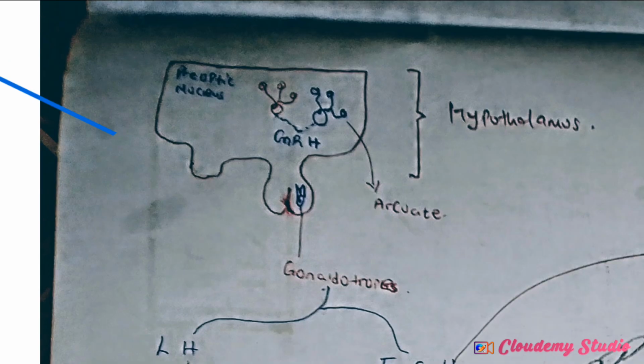So look at this. This is the hypothalamus, which is the master control gland. We have the preoptic nucleus and the arcuate nucleus, and these are the gonadotropes. The GnRH, which is stimulated by these nuclei, stimulates the gonadotropes. And these gonadotropes function in the secretion of two hormones, the follicle stimulating hormone and the luteinizing hormone. I'll tell you the function of these hormones as we move on.